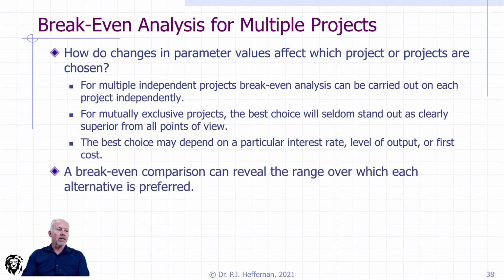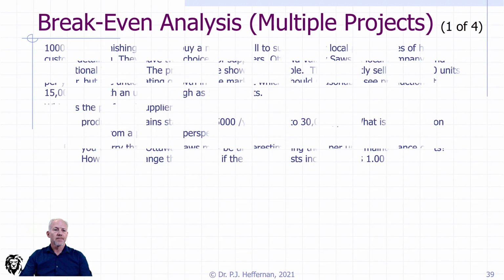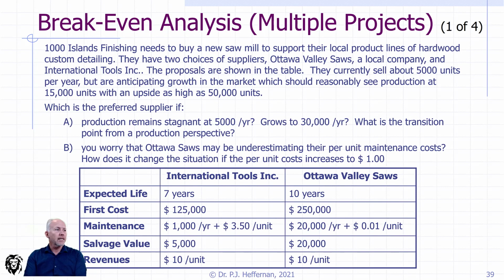So the break-even comparison can reveal the range over which one alternative is preferred compared to the next. We'll look at an example. In this case we have a company, Thousand Islands Finishing, and they need to build a new sawmill to support their local product line of hardwood custom detailing. They've got two choices: the local choice, Ottawa Valley Saws, and the international choice, International Tools Inc.